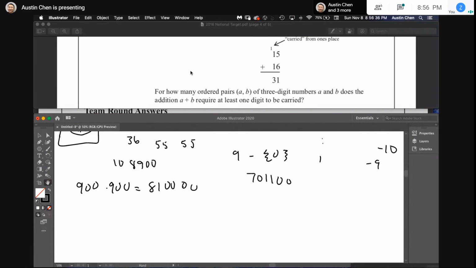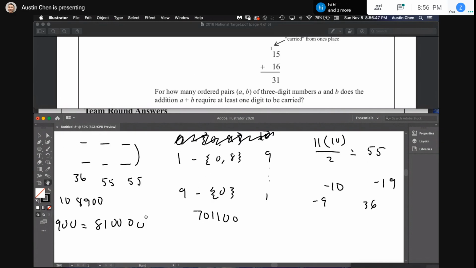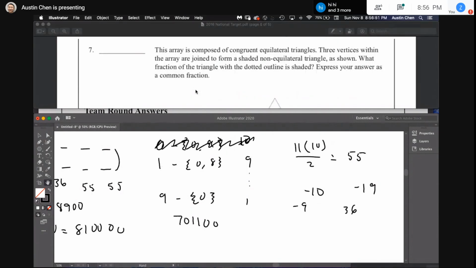In terms of the question itself, that's not really that bad. There's nothing really that bad about the question itself, so there's nothing really to say there. All right, let's move on.